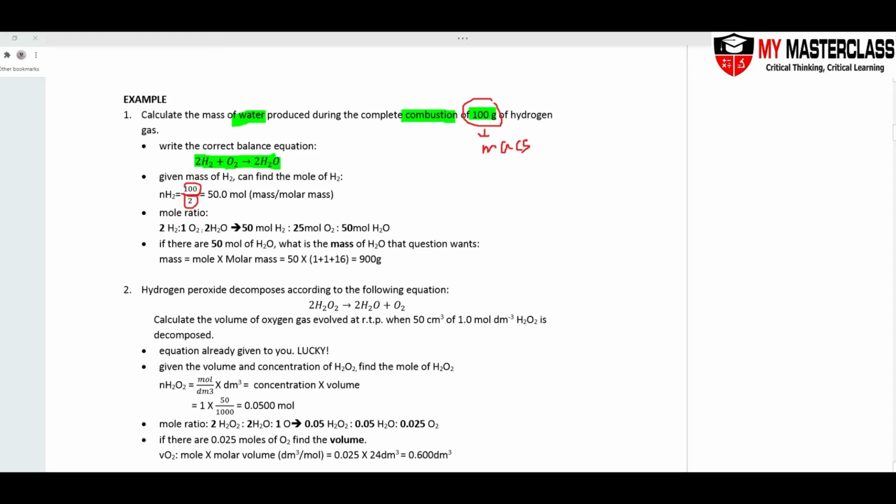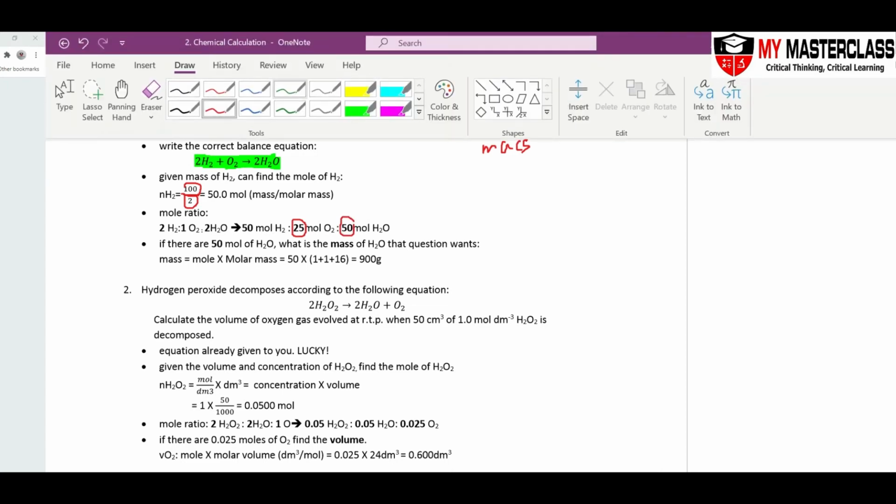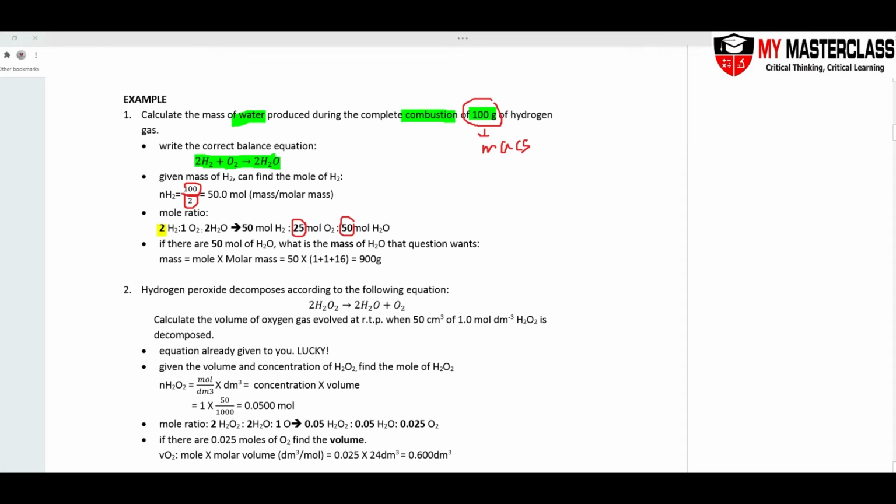So 50 moles means what? It means 2 moles of hydrogen will give me 1 mole of oxygen to give me 2 moles of water. It also means if I have 50 moles of hydrogen, it will react with 25 moles of oxygen and give me 50 moles of water. So 2 units is 50, 1 unit will be 25, 2 units 50. This is what it means using your mole ratio.